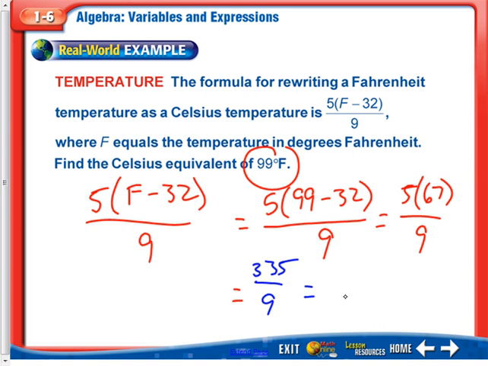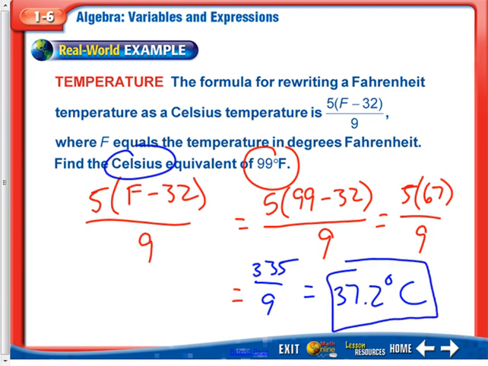So we're going to say 37.2 degrees Celsius because it told us to find the Celsius equivalent. So the answer then is 37.2 degrees Celsius. Again, we were just following order of operations. Okay, PEMDAS.